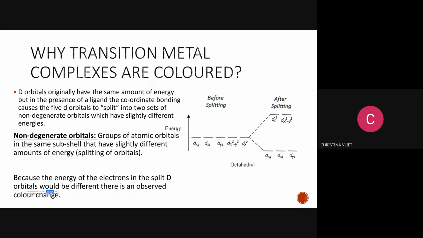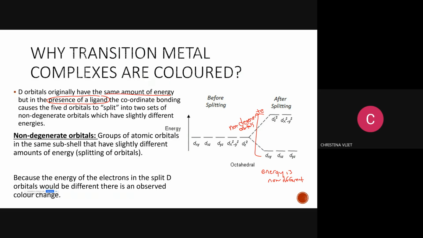So d orbitals originally have the same amount of energy, but in the presence of a ligand, when the ligand attaches to the metal in the middle, the 5 d orbitals split into 2 different amounts of energy. This is called non-degenerate orbitals, which means the energy is now different. You'll have d orbitals with lower energy and d orbitals with higher energy.